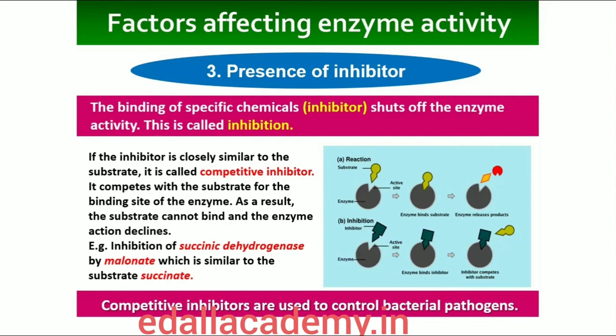Due to its close structural similarity with the substrate, the inhibitor competes with the substrate for the substrate binding site of the enzyme. Consequently, the substrate cannot bind and as a result, the enzyme action declines. Example, inhibition of succinic dehydrogenase by malonate, which closely resembles the substrate succinate in structure. Such competitive inhibitors are often used in the control of bacterial pathogens.